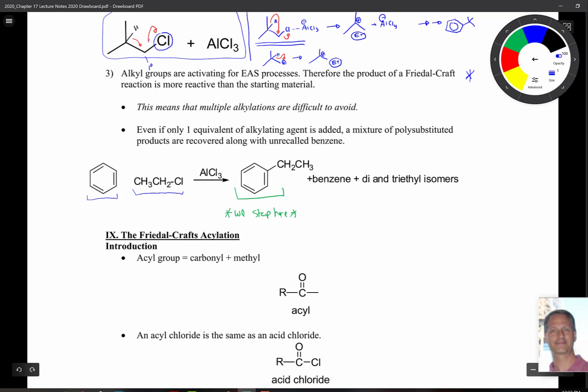However, in reality, this thing continues on to form the di and the triethyl isomers. Right, so with your ring in there and your ethyl here, that's an ortho-para director. So we're going to get this guy essentially here, and then we would get this guy here, and so on and so forth. Different products stemming from those, but those are your diethyl isomers there.